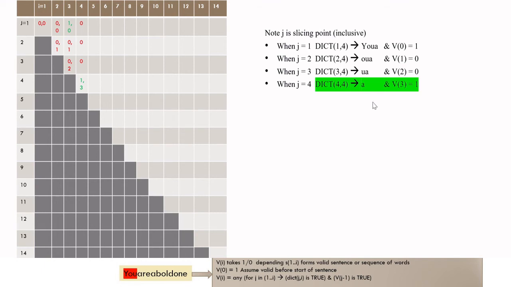So when you're looking at V4, you know that when J was 4, you got an A here. An A hit a dictionary here. But when you did dict of A is true, you would check V of 3 here, right?